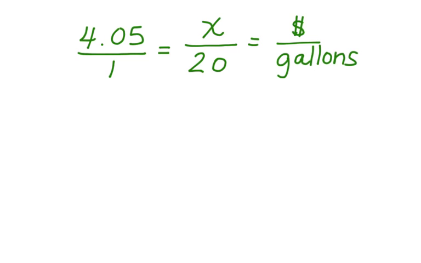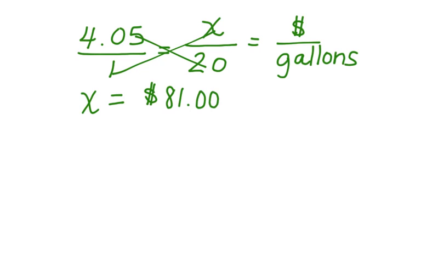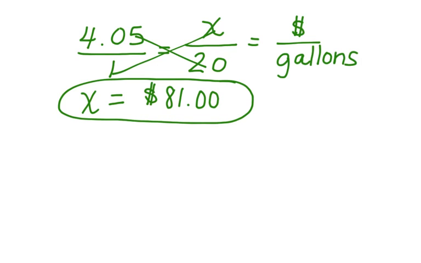Again, we can cross multiply. 1 times x is x equals 4.05 times 20, which is $81. It will cost the family $81 in gasoline to go on their trip.